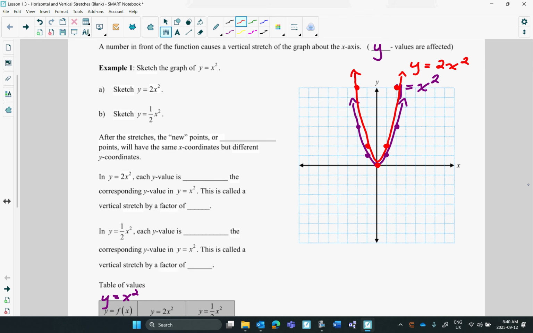So after we do the vertical stretch, we get new points, or you will commonly see this word, image points. So the image point from, let's say, 1, 1 goes to 1, 2. The image point is the point on the new function after we've done the transformation to the original point. So in 2x squared, each y value is doubled.